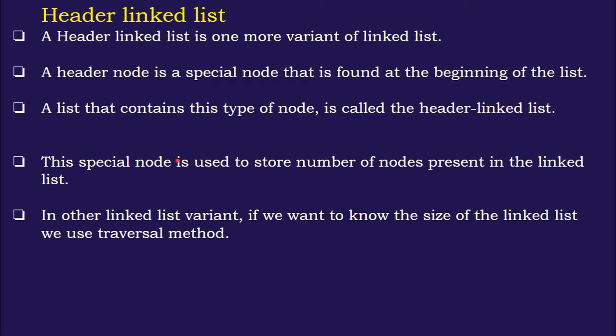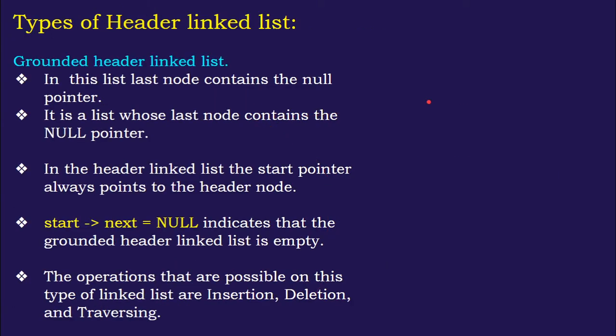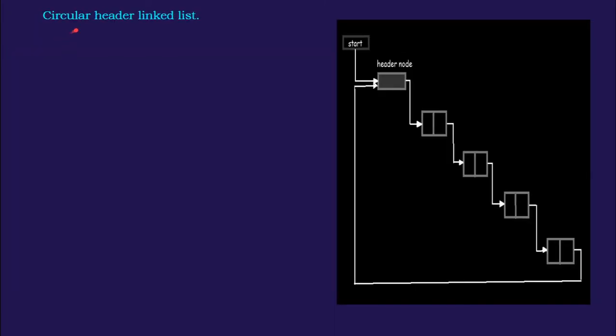So in the case of this special type of linked list called the header linked list, it is not necessary to use the traversal method, because the special node contains the number of nodes present in the linked list. That is what is given here: in the header linked list, the size of the linked list is stored in the header itself. Let us see the types of header linked list. There are two types: grounded header linked list and circular header linked list. Okay, so let us see one by one.